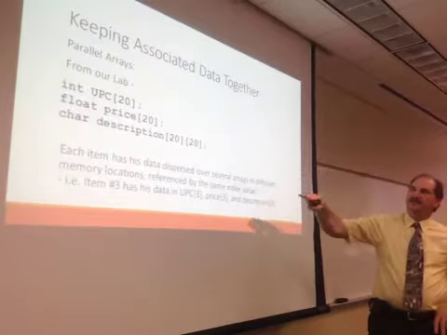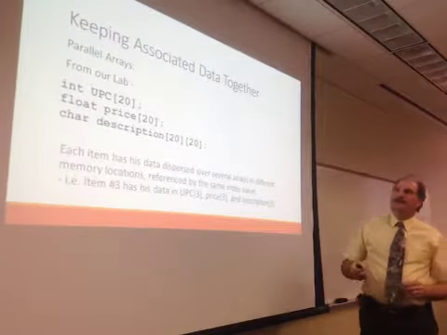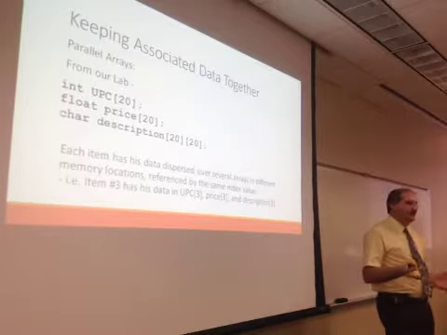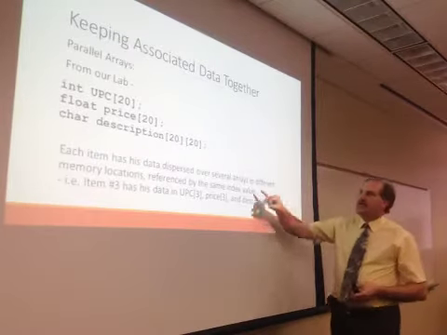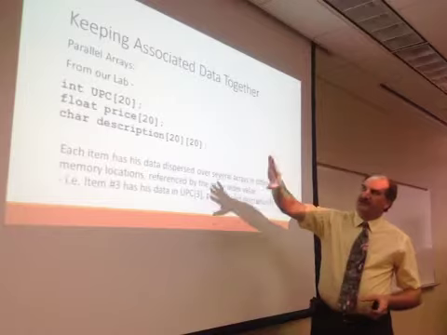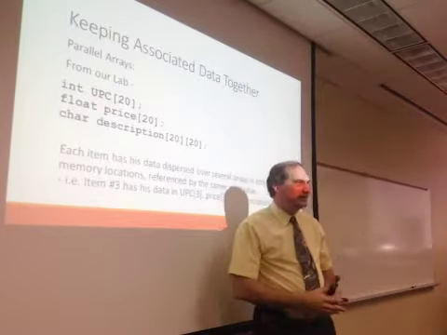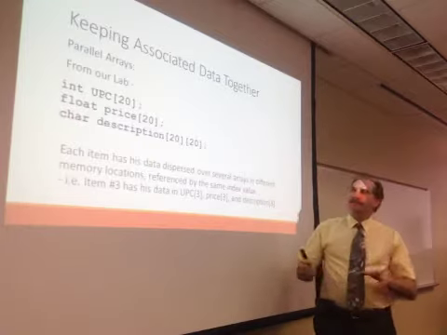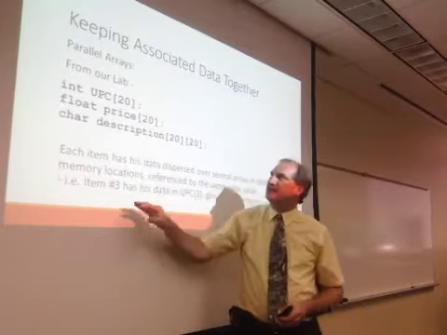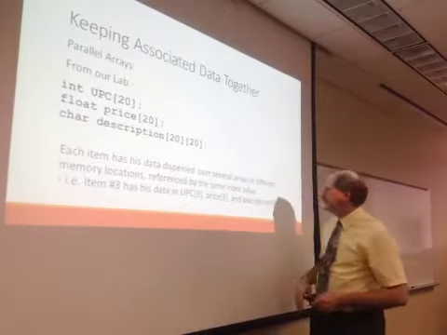Then we had all these in different arrays, and those were parallel arrays, meaning that data is spread over all the different arrays, but to access item number 3, index number 3, you go to UPC number 3, price number 3, description number 3.